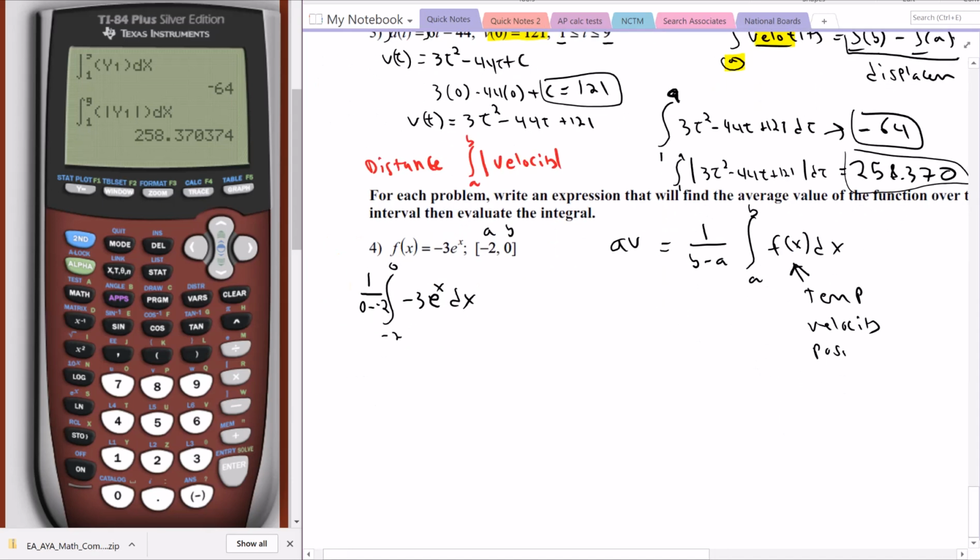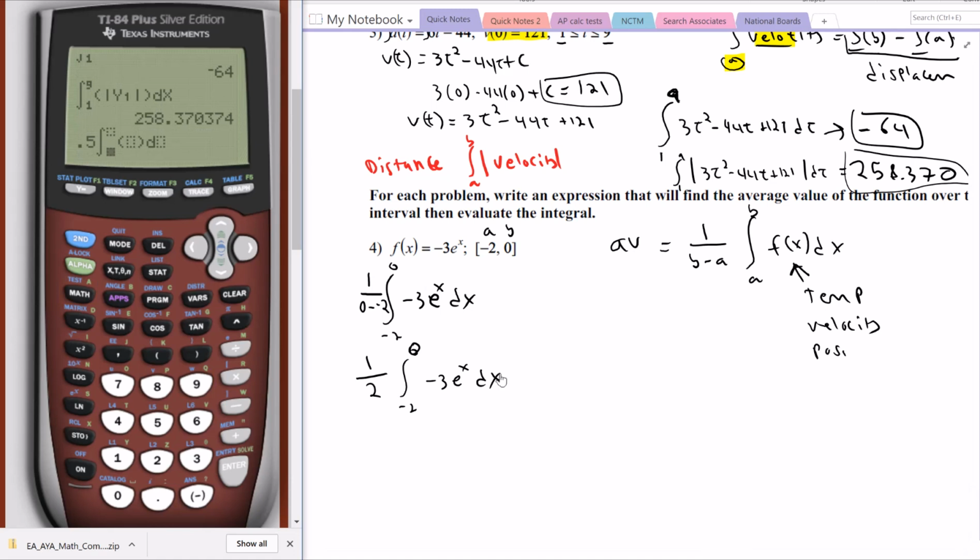And since we have a calculator, we're going to do this on our calculator, but let's go and clean it up first so our calculator doesn't get too confused. Just clean up that fraction on the outside, and we can write it like this. So 1/2 is 0.5, right? So I'm going to do 0.5 math 9 from -2 to 0, -3 e to the x dx. Calculator does it for you.